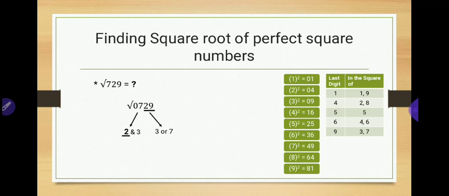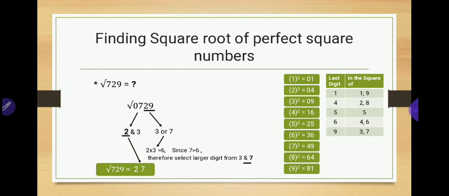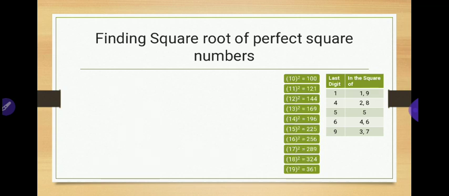The minimum value I have selected is 2, and for selecting the unit place I have to do one calculation, that is 2 into 3, 6. So 6 is less than 7, therefore I will select the larger value. You have to check the group against this product. If the group is more, you have to select the larger value. If the group is less than this product, you have to select the lesser value. Here group 07 is larger than the product 2 into 3, 6, therefore you will select the larger digit, that is 7. Therefore my answer will be 27. The square root of 729 is 27.